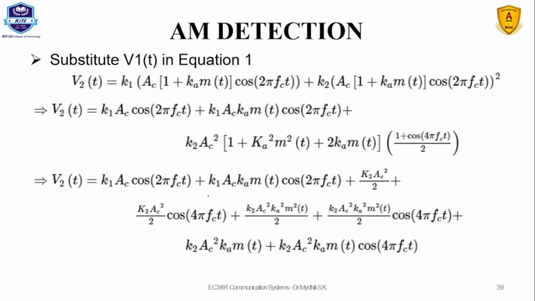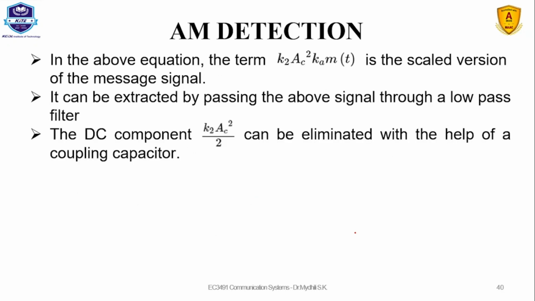Finally, you can see more terms are present. Similarly, as we obtained in the generation part, the same equation is passed through the low pass filter, where the DC component and everything else is eliminated to obtain only the message signal, the modulated signal.